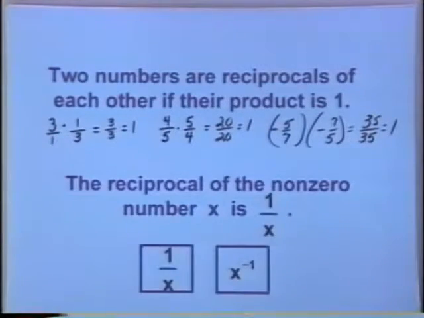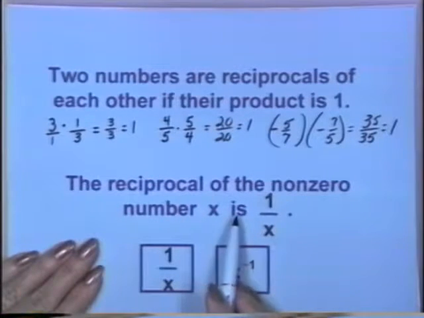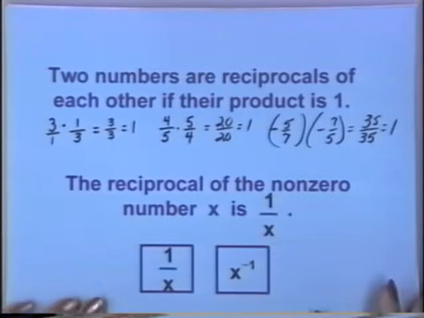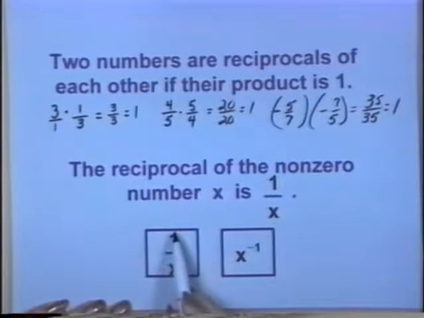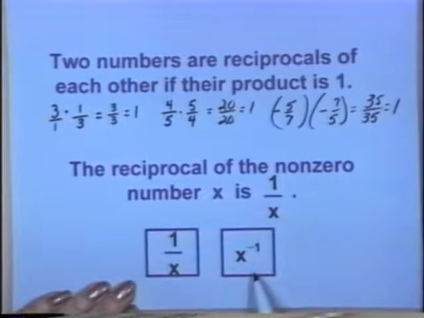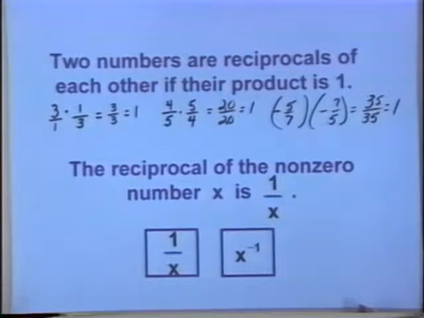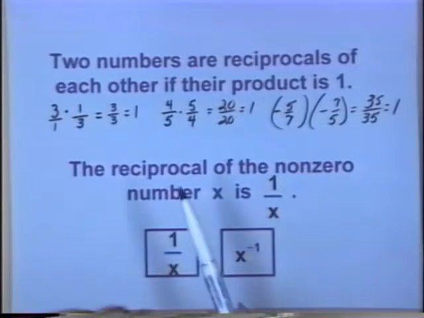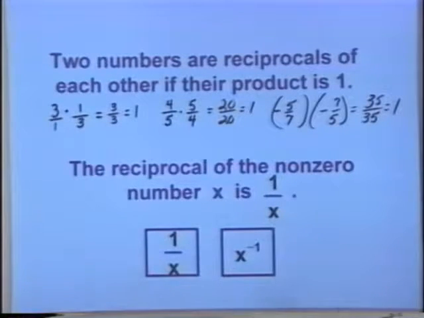Now, generally, what we say is that the reciprocal of the non-zero number x is 1 over x. And on your calculator, you have reciprocal buttons. The button with the 1 over x sometimes is written like that, or sometimes the button has x to the negative 1. And what that button does is it finds the reciprocal of the number that you enter for x.